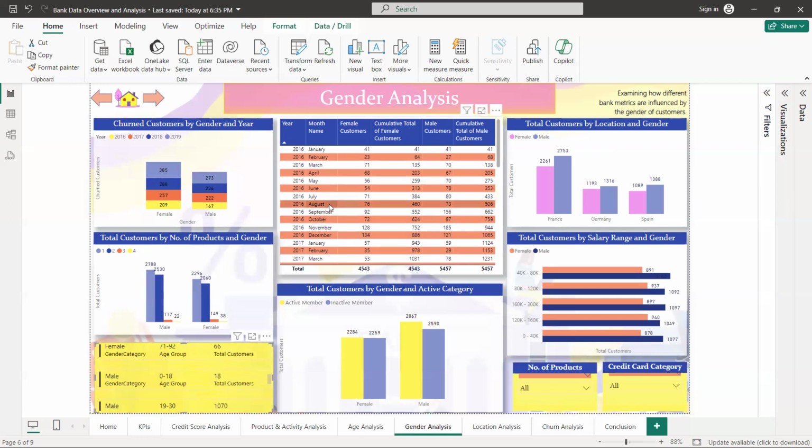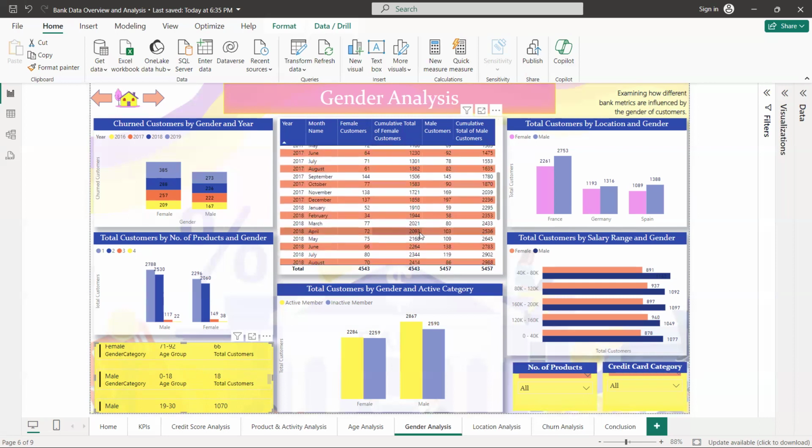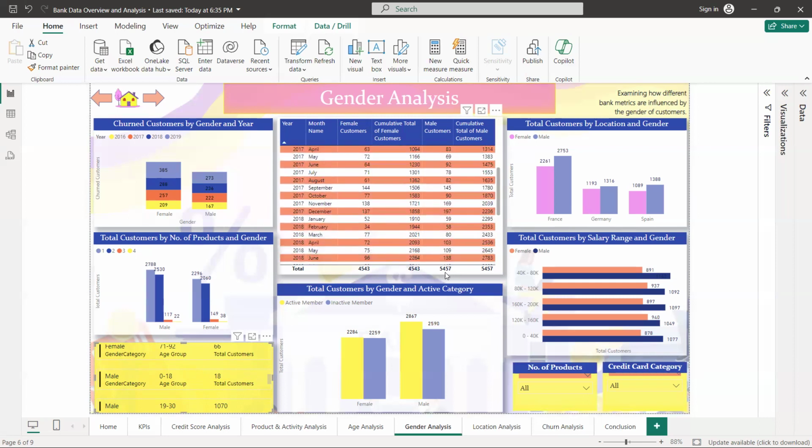Okay. Next, we have a table that provides a monthly breakdown of cumulative customers, both male and female. The number of cumulative male customers slightly exceeds the female customers by the end of the observed period. We can see that here. And next is a clustered column chart, which compares the total number of active and inactive customers by their gender. There is a balance between active and inactive customers for both genders, with males having a slightly higher number.